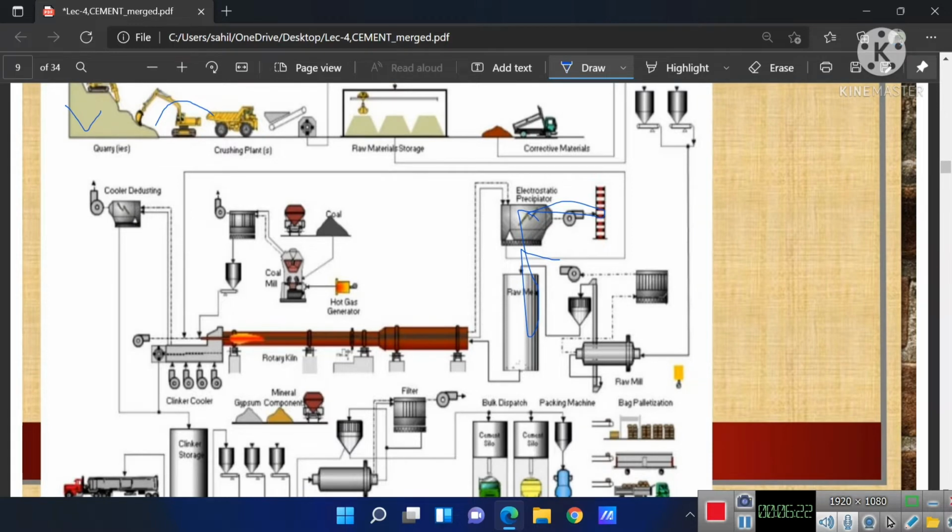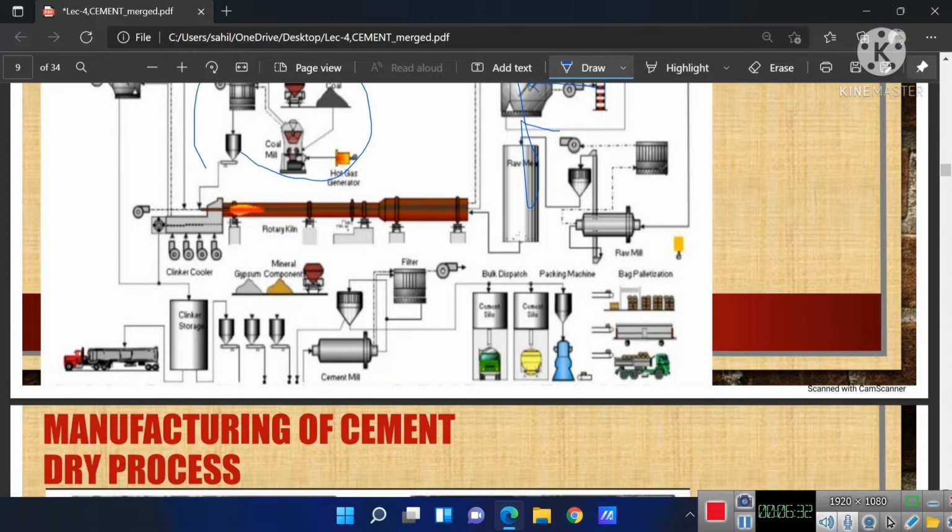You can see here the cooler dedusting, and here is the system which provides the fuel for the rotary kiln. After that the clinker is stored and admixtures are added in the compound, and then it is delivered to the cement mill, after that to cement silos, and then the packaging machine, and then to different types of stores and dealerships.